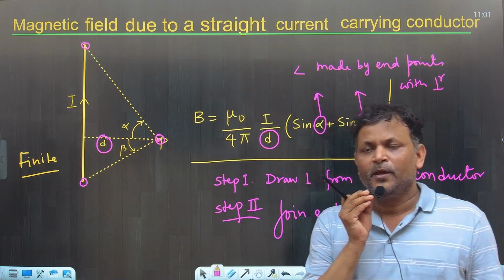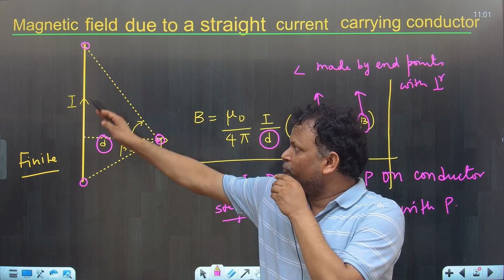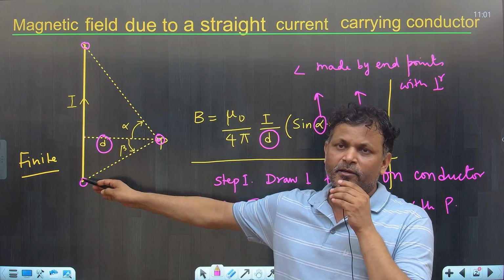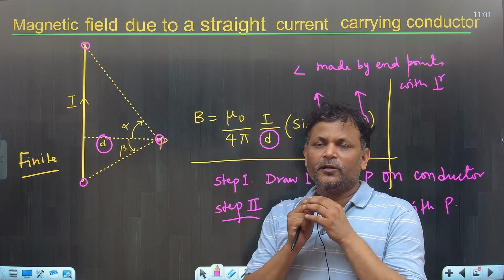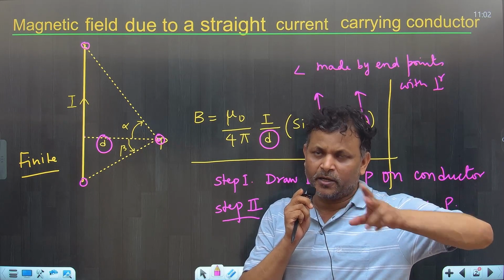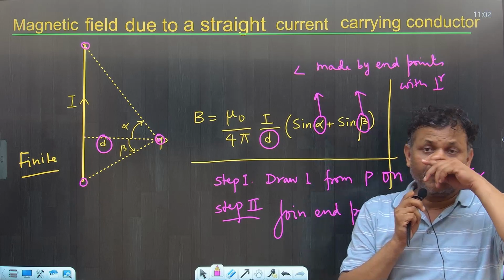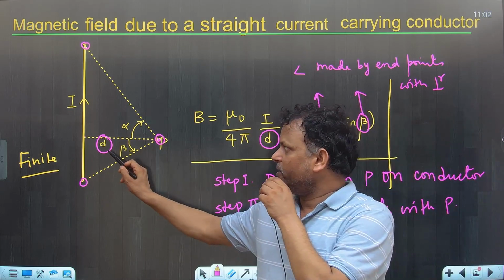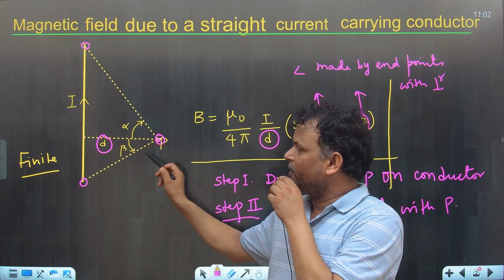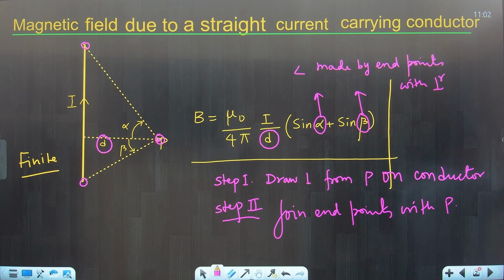I will repeat again. Whenever you have to calculate magnetic field at point P very close to the current carrying wire which is straight, then you have to do 2 things. Number 1, you draw perpendicular from that point P to the conductor, right? And number 2, you join point P with the endpoints, and you get D and alpha and beta. What is D? D is length of that perpendicular, and alpha and beta are the angles made by the endpoints with the point P.